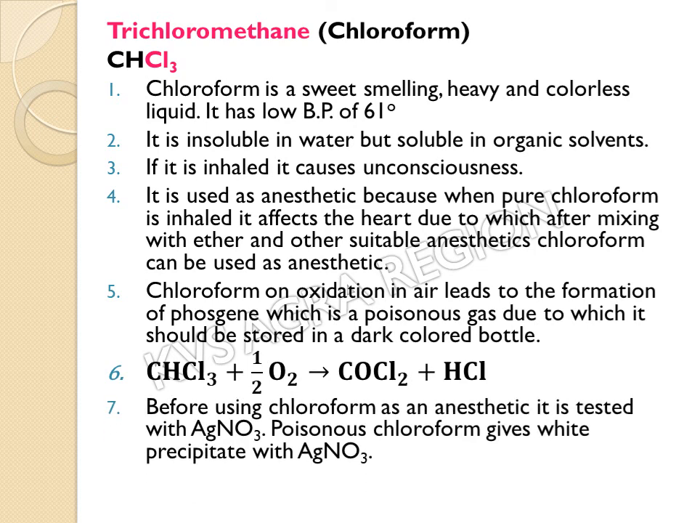Before using chloroform as anesthetic, it is tested with AgNO3. Poisonous chloroform gives white precipitate with AgNO3. Now here also, this AgNO3 can be used to test the presence of chloroform.